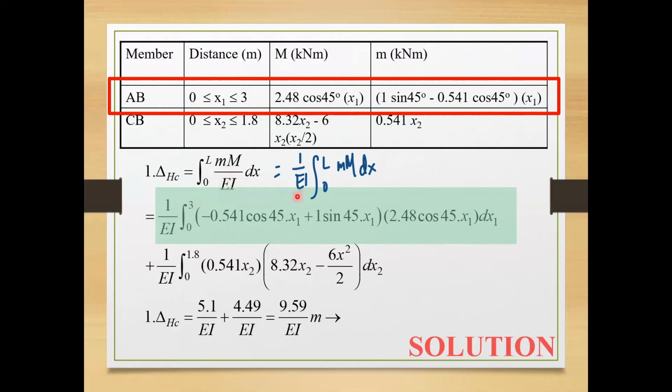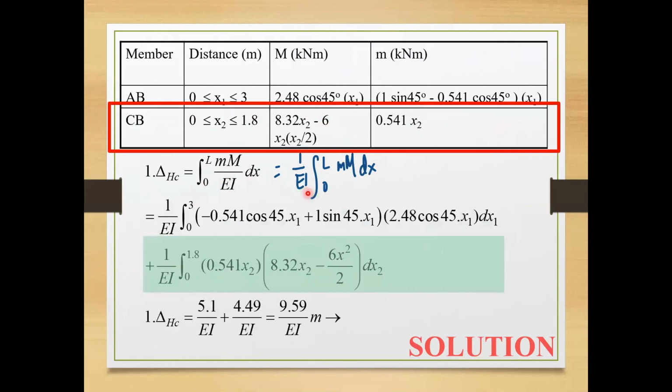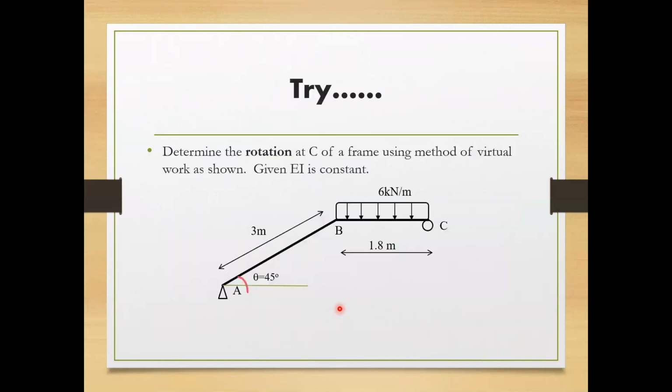You can also write EI in front of the integration as such. Then we can continue with section CB in the equation. Here you solve for the integration and find out that the answer is a positive value. This indicates that the deflection is toward the right, exactly like what you have assumed for your virtual load direction.